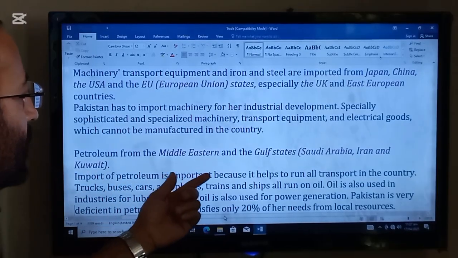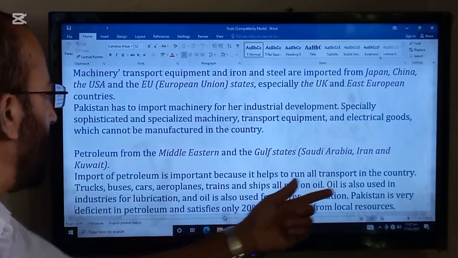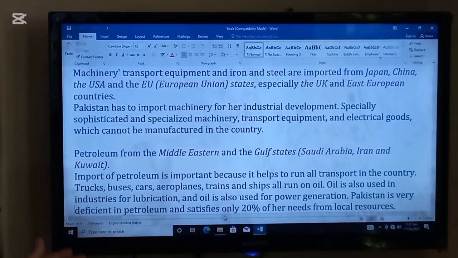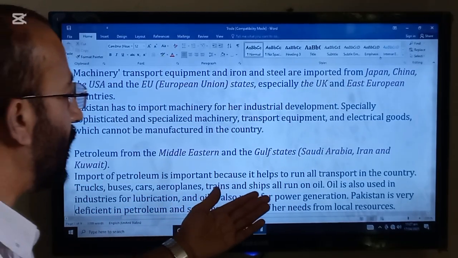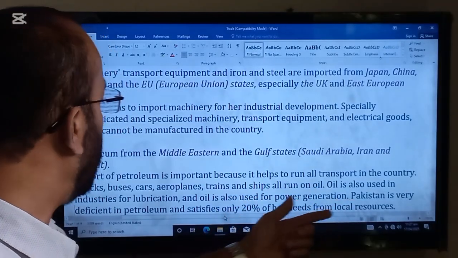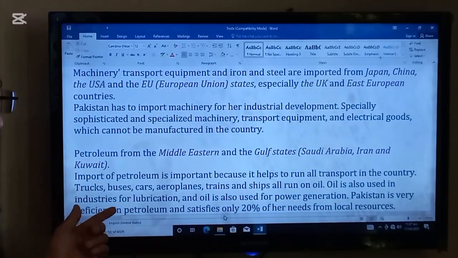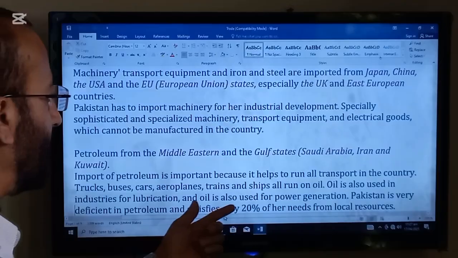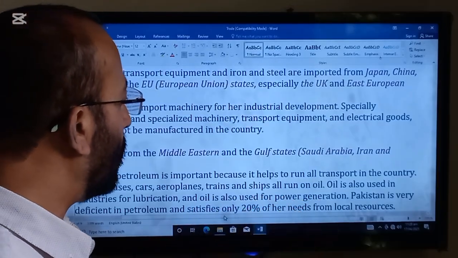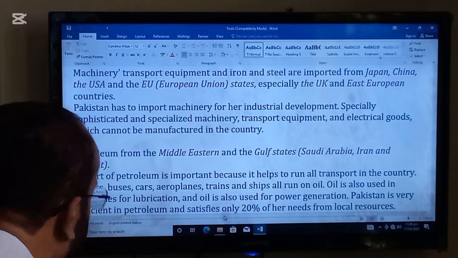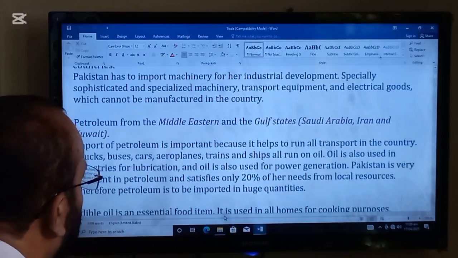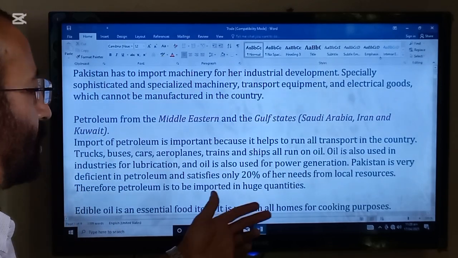Petroleum comes from the Middle Eastern and Gulf states, Saudi Arabia, Iran, and Kuwait. Import of petroleum is important because it helps to run all transport in the country. Trucks, buses, cars, aeroplanes, trains, and ships all run on oil. Oil is also used in industries for lubrication, and oil is also used for power generation.